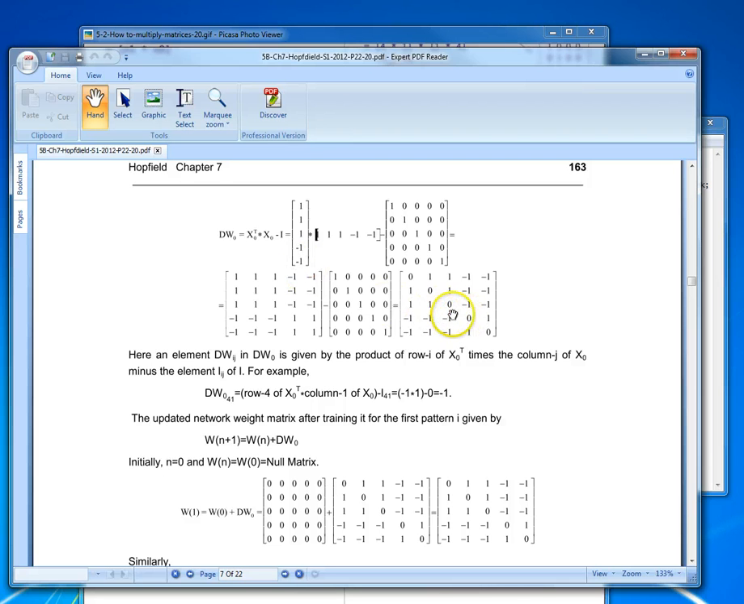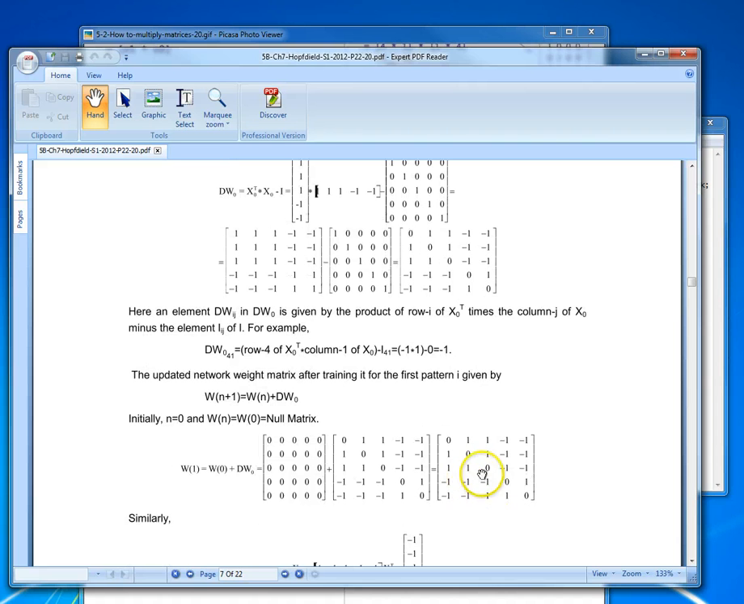If you add this delta W0 to the original weight matrix W0, which happens to be all zeros, then you'll get the trained network after the first pattern is trained. And this would be the value of the Hopfield network weights.